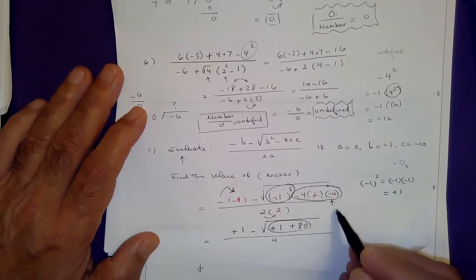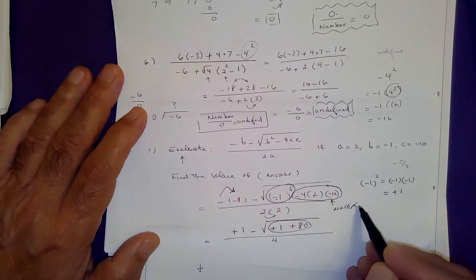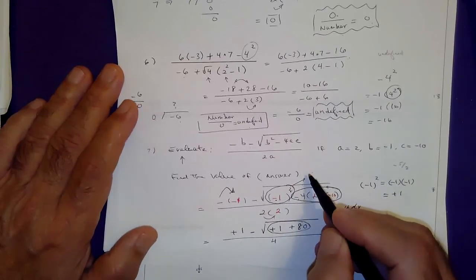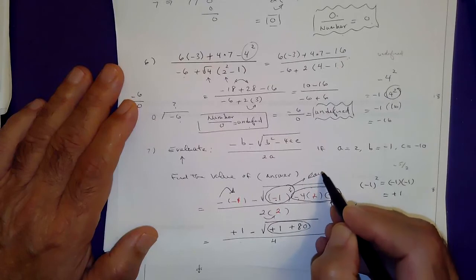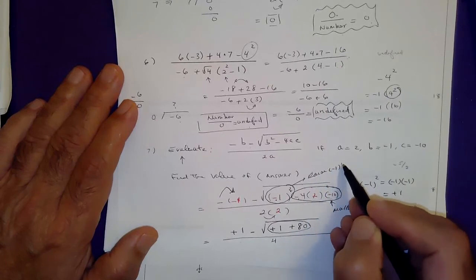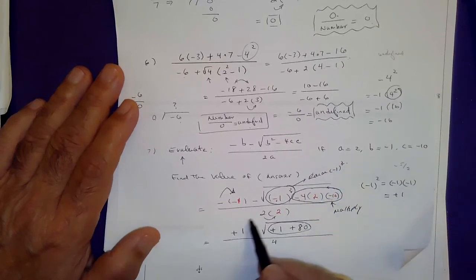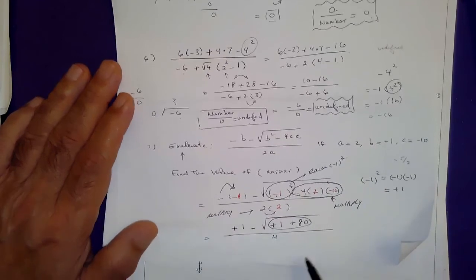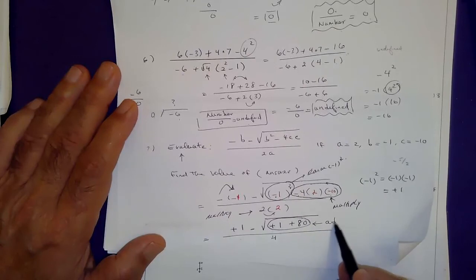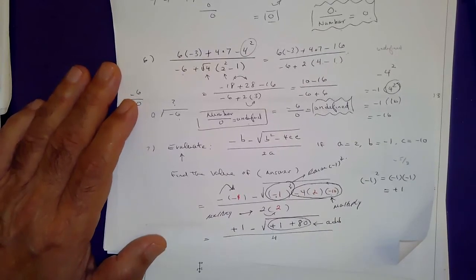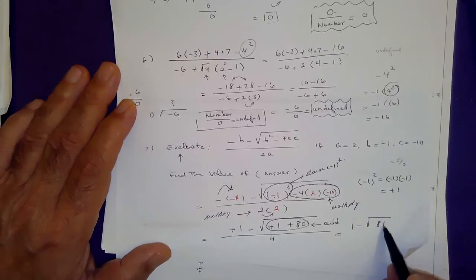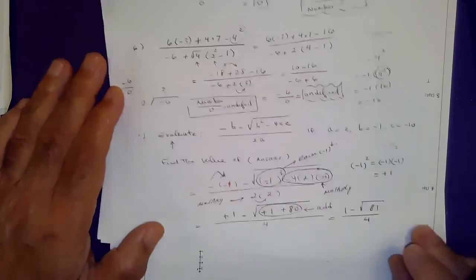So here we multiply, here we raise negative 1 to the power of 2, here we multiplied, and now here we're going to add, right? So what would I get? I get 1 minus the square root of 81, over 4.